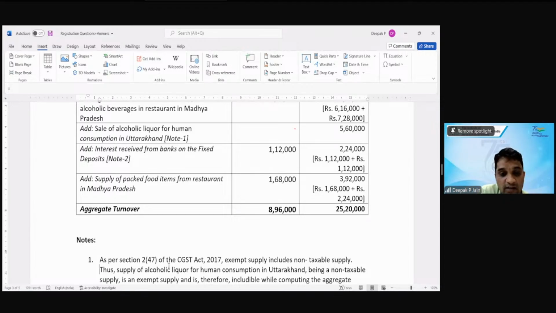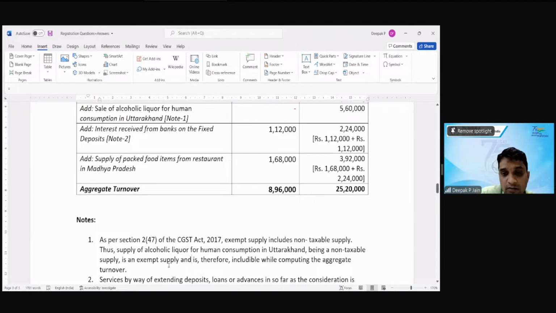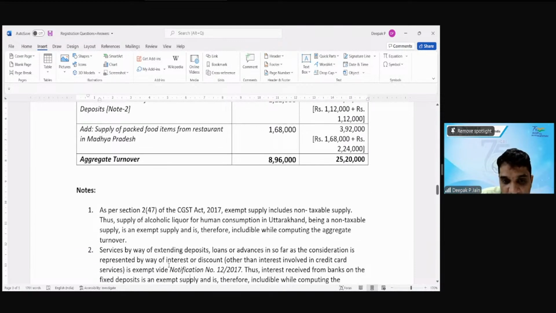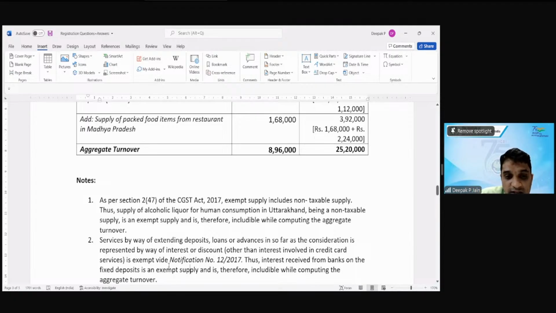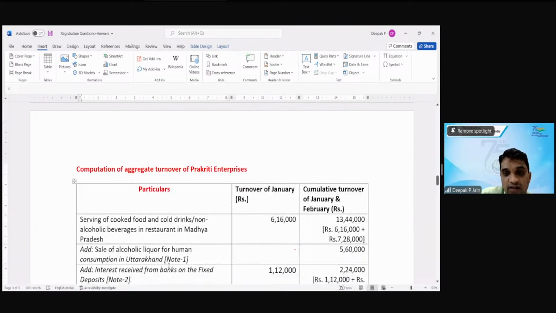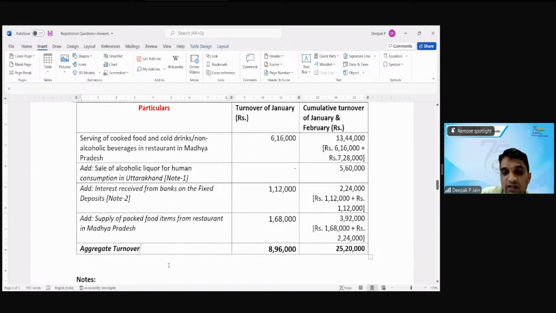Exempt supply includes non-taxable supply, and alcoholic liquor for human consumption in Uttarakhand is a non-taxable supply, but it is includable in aggregate turnover. And this interest, should we add? Yes, it is exempt. Thus, interest received is an exempt supply, but it is includable again in the aggregate turnover. So, since his aggregate turnover is not crossing the threshold limit of 40 lakhs, he is not required to take registration in either of the states.